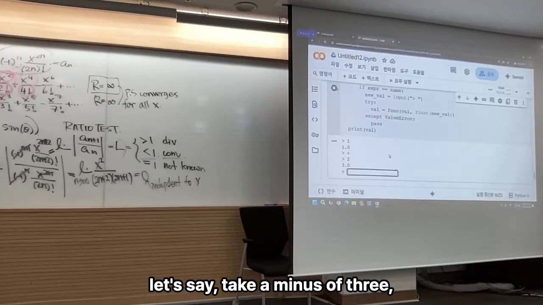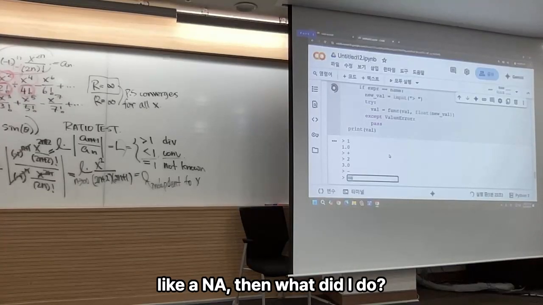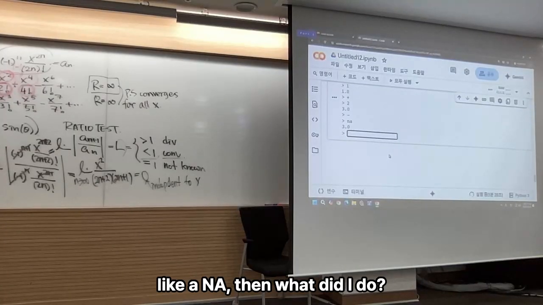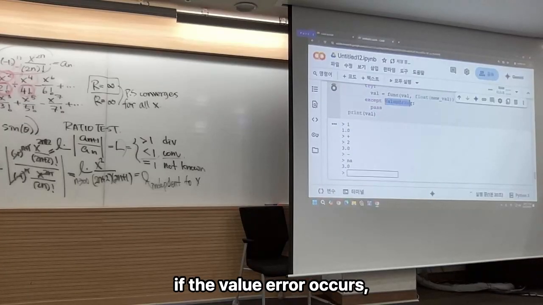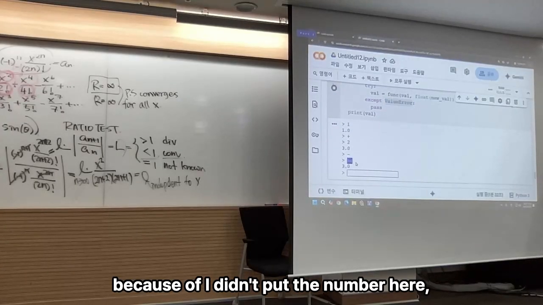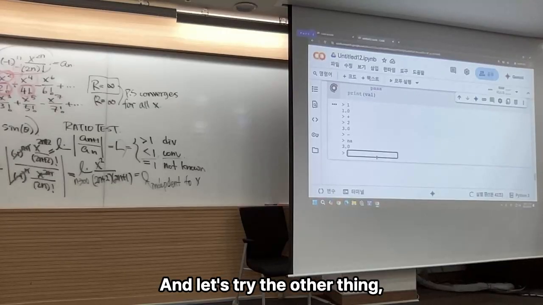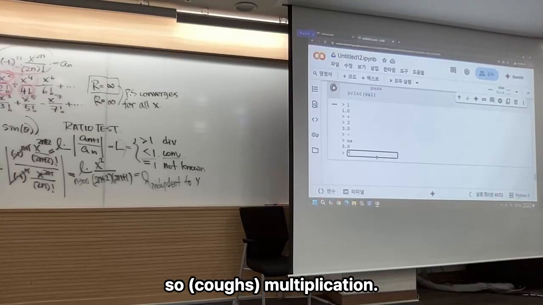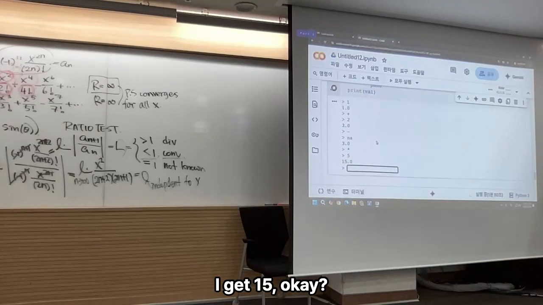I want to, let's say, take a minus of 3, but if I put a non-value, like NA, then what did I do? I wanted to pass. If the value error occurs because I didn't put a number here, then it just passes, doesn't do anything. There's no update. The value is still 3. And let's try the other thing. Multiplication, let's say multiply with 5, I get 15.